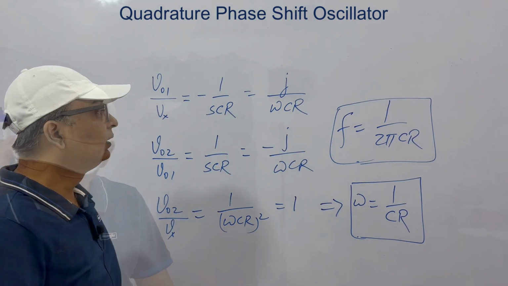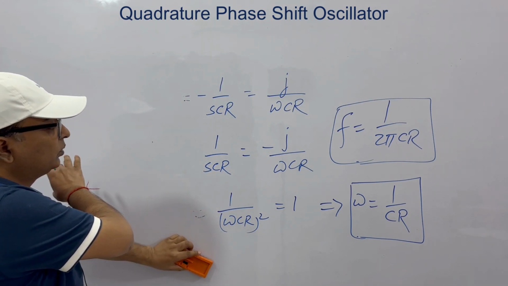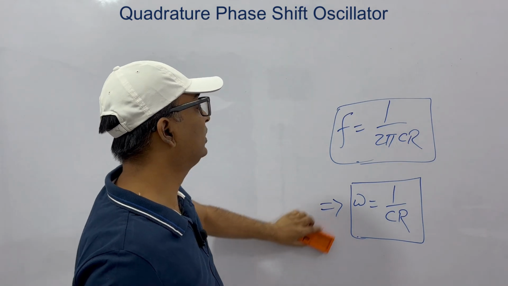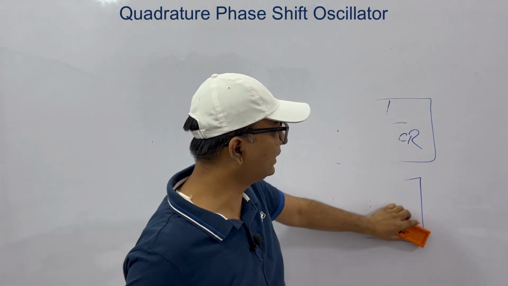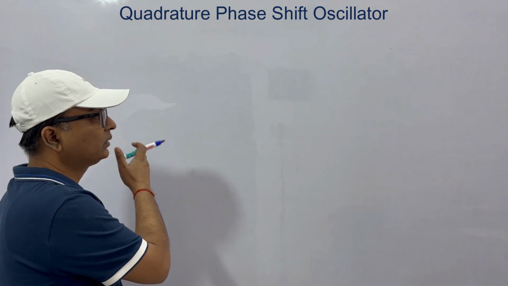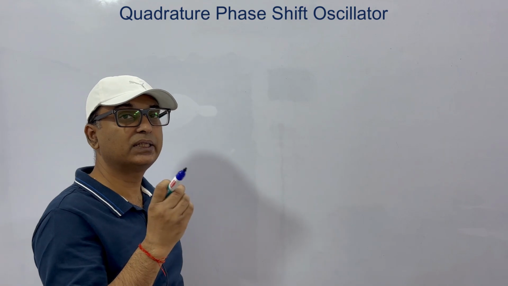Clear? And one more thing, why is it called quadrature? Because in the first stage, you have one signal at the output VO1, then again you have a second stage where you have a second output, therefore it is called quadrature, two signals and two signals. Clear? So this is another type of phase shift oscillator.